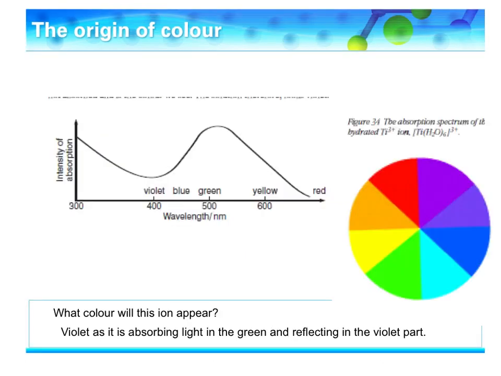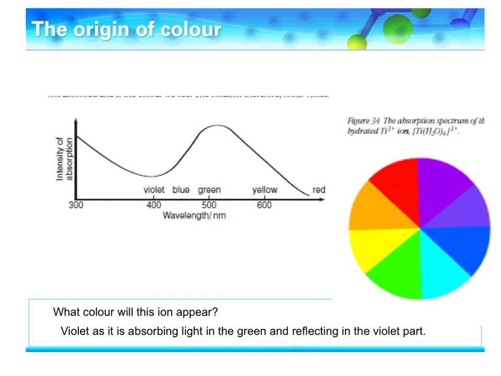So here's a spectrum for a particular ion. You could be asked, what colour does this ion appear? You can see it's absorbing mainly in the blue, green, yellow part of the spectrum. So the blue, green, yellow. And therefore it will appear its complementary colour. And therefore this hexaaquatitanium 3 ion will appear violet. It's reflecting light in the violet and absorbing, as you can see, in the green-yellow.